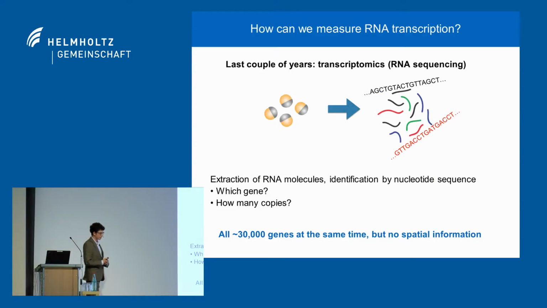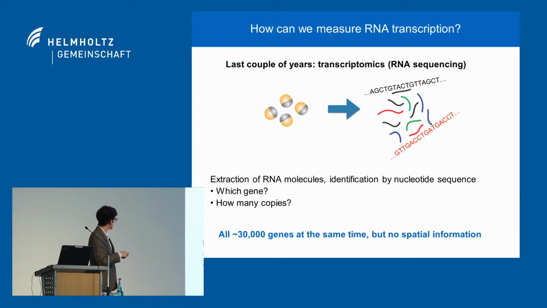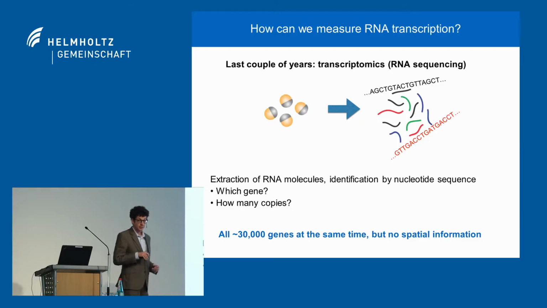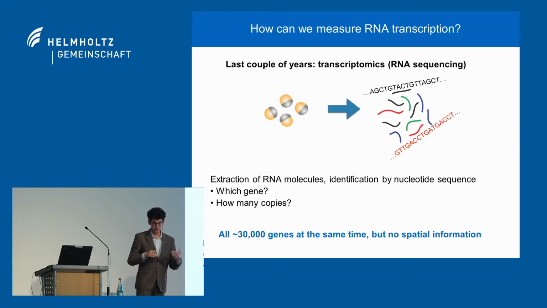Now, over the last couple of years, a different orthogonal approach has appeared called transcriptomics, where you measure the expression of the whole genome at the same time by sequencing the RNA. To do that, you take your samples, extract the RNA, and then in a test tube, determine the nucleic acid sequence of the different RNA molecules. So for instance, for this molecule here, you'd read AG, CT, GT, etc.